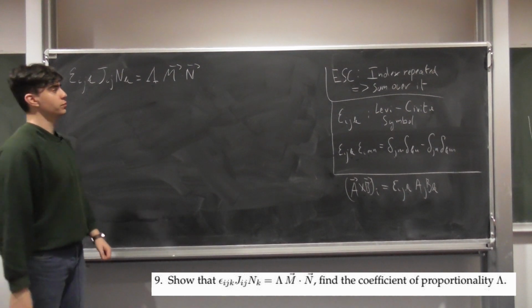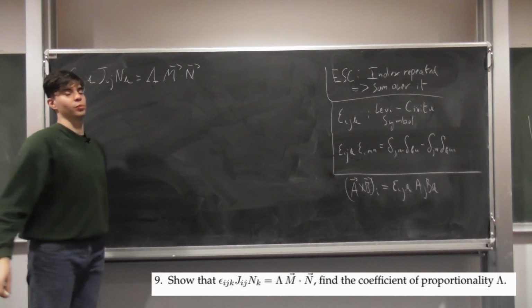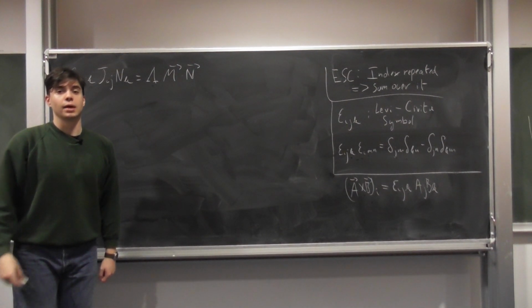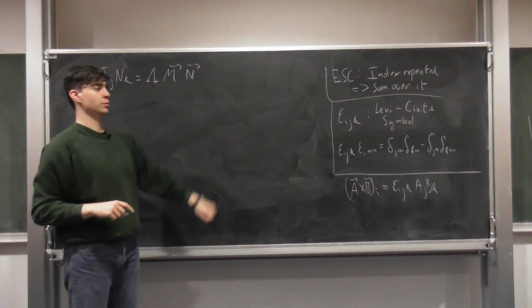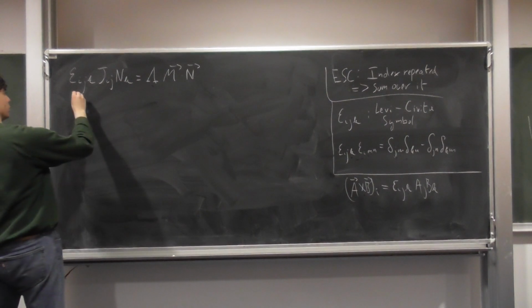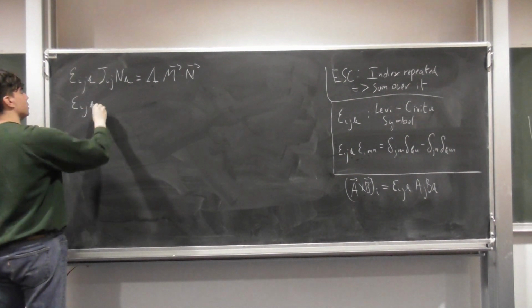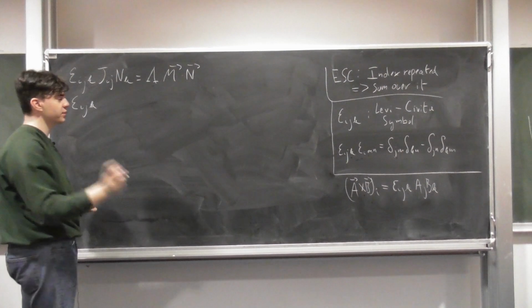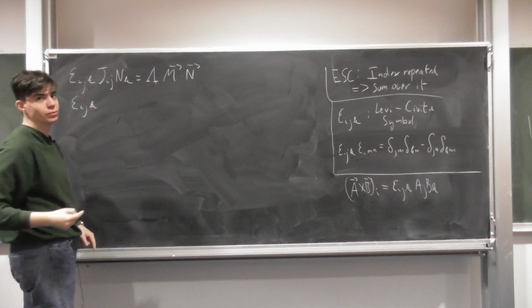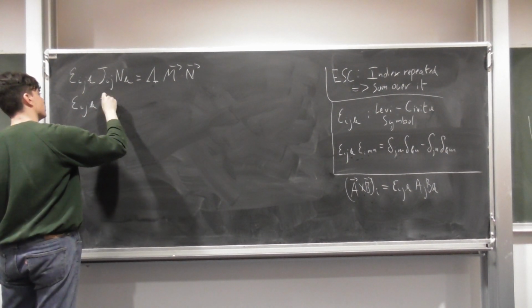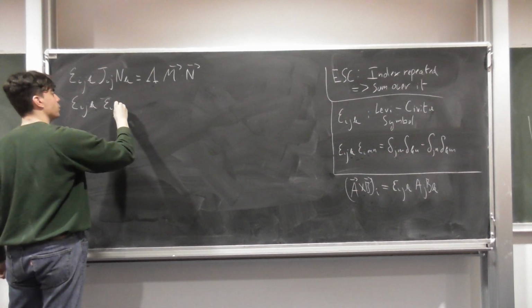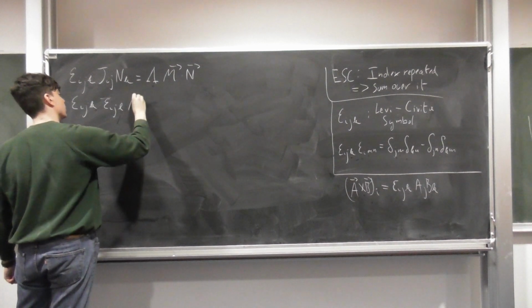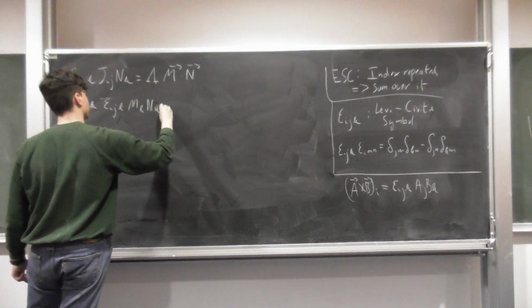In question 9, we're asked to find this lambda constant of proportionality. And we're actually going to use J_ij's original definition in terms of the Levi-Civita symbol. Okay, so let's write that, epsilon ijk. And here I'm going to sub in the definition, but notice k is already in use, so I have to use a different index. So this will be epsilon ijl m_l n_k.